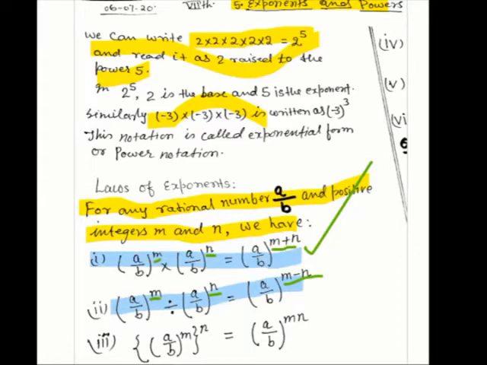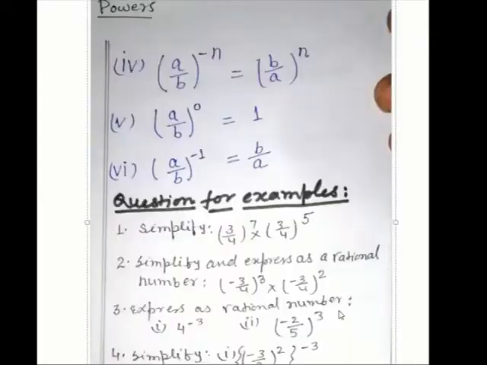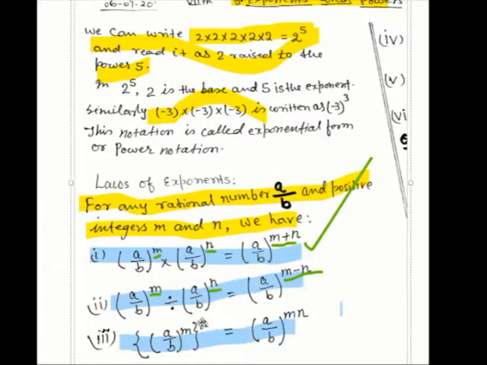The third law is, if a upon b to the power m whole power is n, when the base is in power notation and the whole power is given, then the powers are multiplied on the same base. So we can write a upon b to the power m into n, that is a upon b to the power mn.